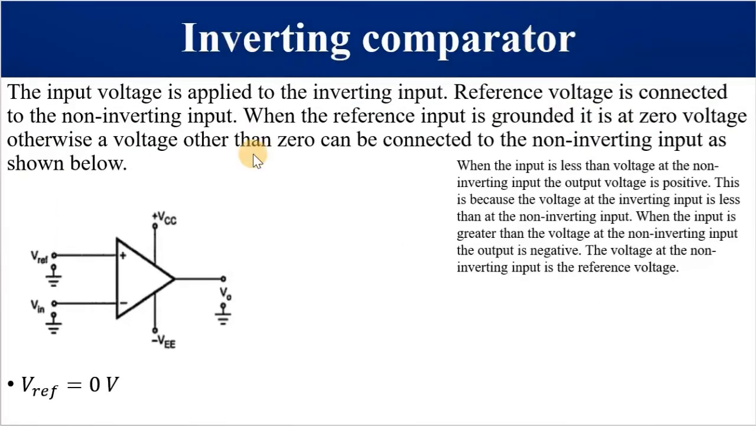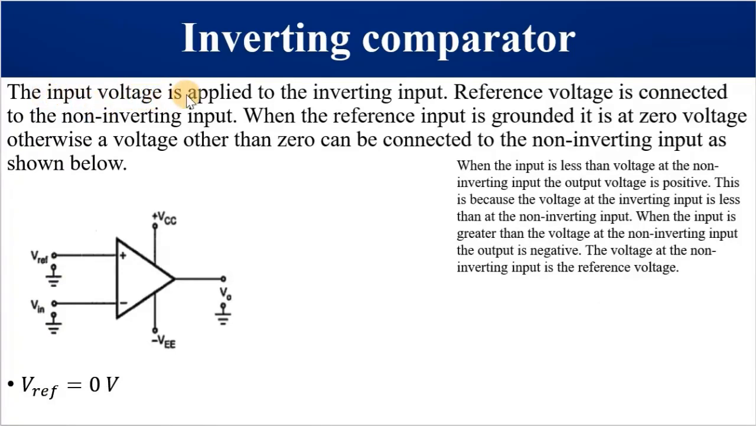Inverting comparator, and let's have a look at our operational amplifier. When the input voltage V in is connected to the inverting input, then the name of this comparator is inverting comparator, and in that case the non-inverting input is grounded. Please take note that the non-inverting input can be at any other voltage other than the zero reference voltage, and in this case it is equal to 0 volts. That is, it is grounded. This is the way the comparator operates.